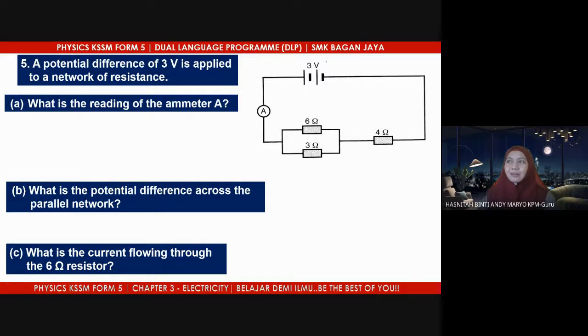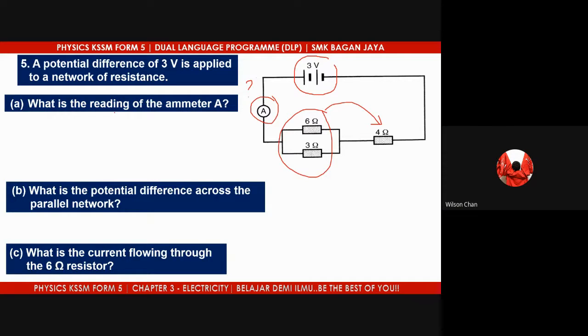Okay, question 5. Potential difference, 3 volt. This is the supply voltage, 3 volt, to a network of resistances. What is the reading of ammeter A? We want to find the current flow in the main circuit. So we have a combination, 6 and 3 are in parallel, and then they are in series with this 4 ohm resistor. To find the current, first and foremost, you must find what? The effective resistance. Yes, very good.